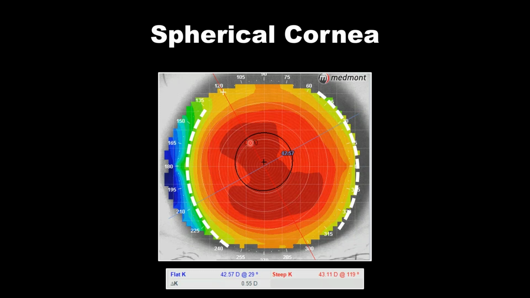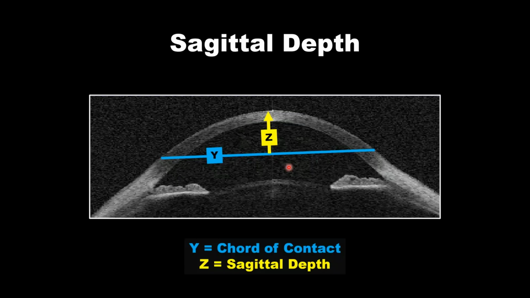The K readings really don't matter because we're not landing a lens at 3 millimeters diameter or 1.5 millimeters from center. What matters is where the lens lands, and that's at 8, 9, or 10 millimeters, depending on the size of your rigid lens diameter. So let's measure sagittal depth.